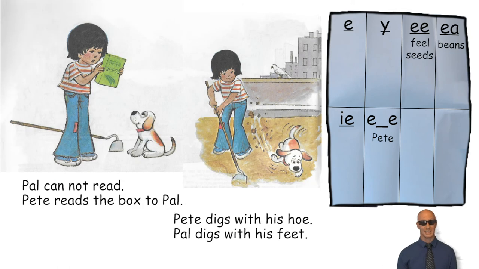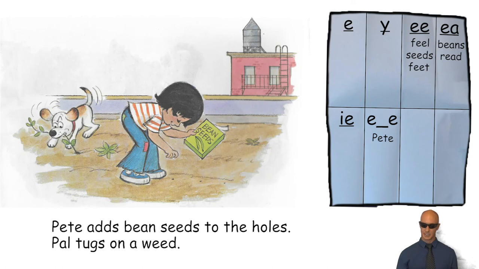Pal cannot read. Oh, read. E-A. Pete reads the box to Pal. Pete digs with his hoe. Pal digs with his feet. Feet. E-E. Pete adds bean seeds to the holes. Pal tugs on a weed. Weed. E-E again.